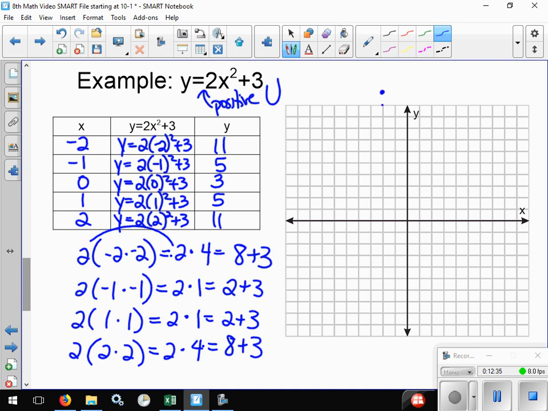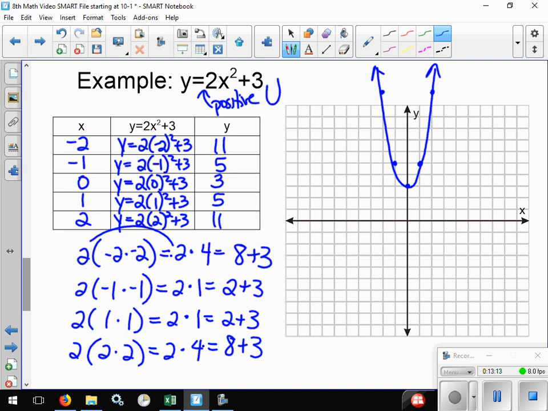So there's 11. And then we go left 1 space and up 5. 1, 2, 3, 4, 5. And then we're at 0, positive 3. 1, 2, 3. Sorry, as I count, sometimes the dots get there. And then right 1, up 5. 1, 2, 3, 4, 5. And then right 2 and up 11. And there we have it. There's our upward U.